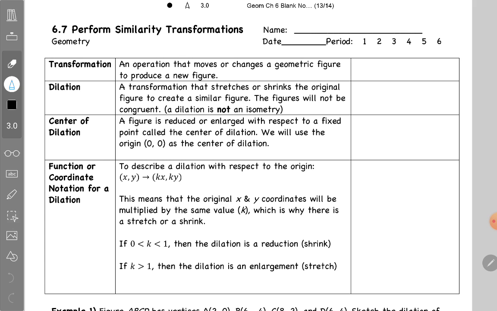The center of dilation is a fixed point with respect to which a figure is reduced or enlarged. For today, we're just going to use the origin as the center of the dilation.